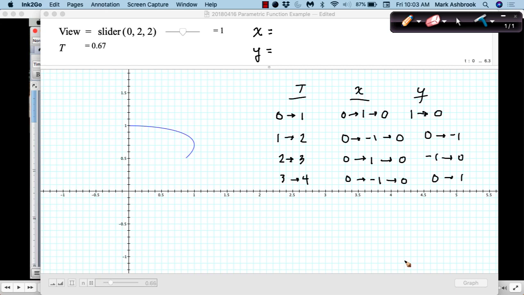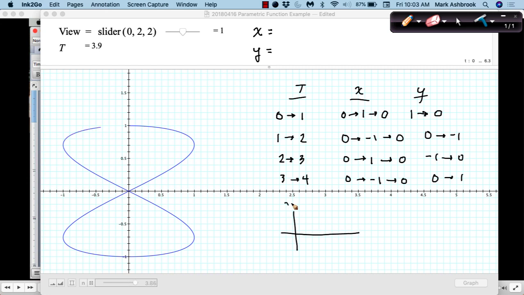So, anyone make headway on now? What is x and what is y? So, here's one thing you might do. Graph x and t and see if you recognize it. So, as t goes from 0 to 1, what did x do? 0 up to 1, back down to 0. And then as t went from 1 to 2, what did x do? 0 down to negative 1, back to 0. 3, up and back down again, down and back up again.